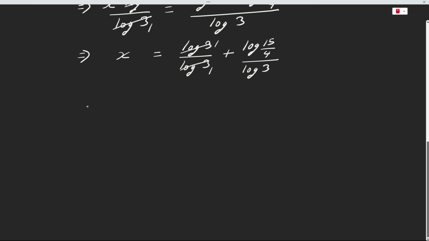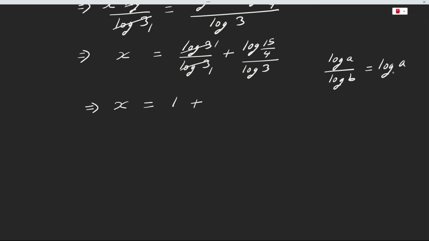This equals x equals 1 plus, now using the log rule, log of a by log of b equals log of a at base b. We can write log of 15 by 4 by log of 3 as log of 15 by 4 at base 3. This is our final solution.